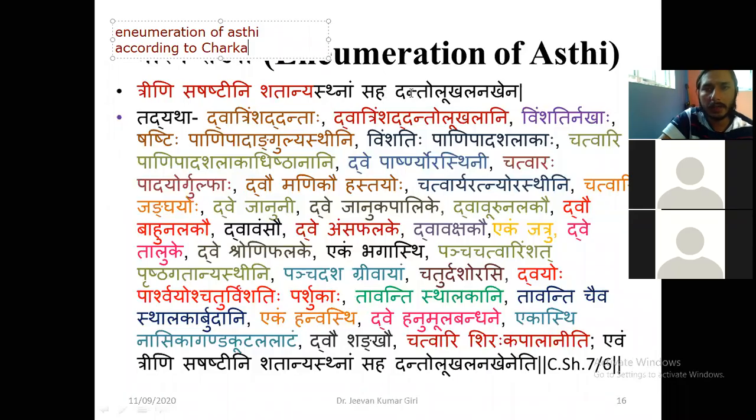See, he has counted the tooth sockets also, and he has counted the nails also. This nail also he has considered a bone. Are you getting? But Acharya Sushruta has not mentioned the nail as Asthi, and has not mentioned the tooth socket as Asthi. He has mentioned the teeth as bone, but the tooth socket he has not. Sushruta has not considered it, but Charaka has considered the nail and the tooth socket also as Asthi. Now we'll see here.